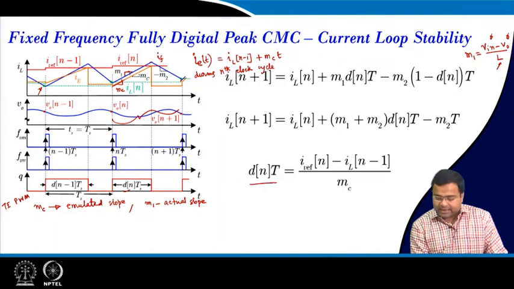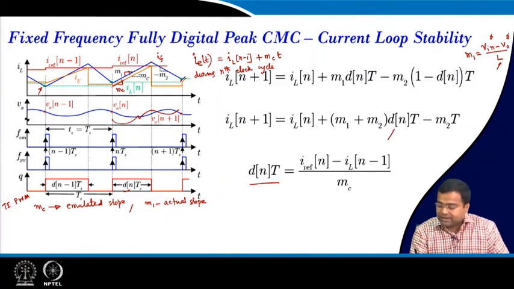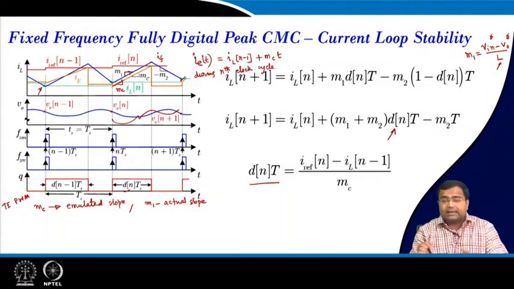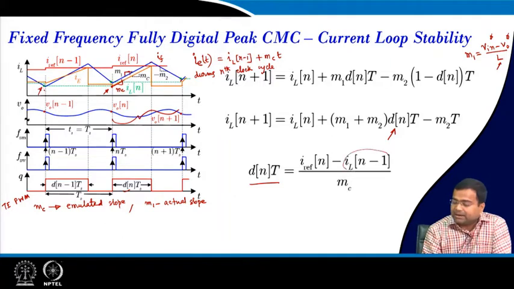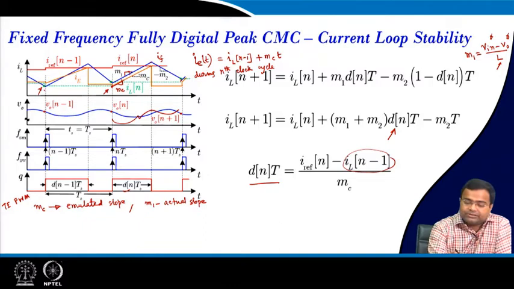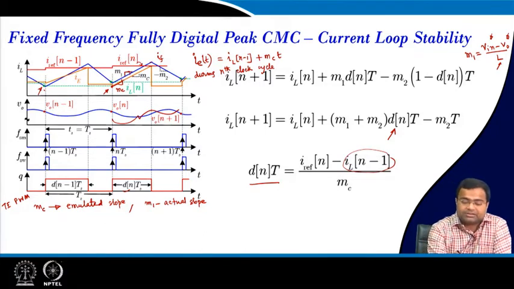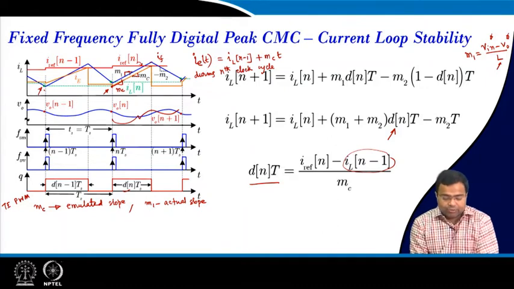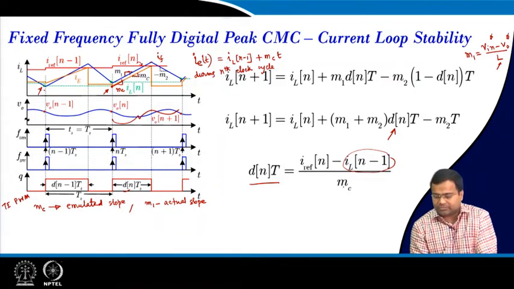Next, the d[n] I have shown you. If it is fully digital, d[n] is not straightforward, because d[n] is the duty ratio expression. How are you getting the duty ratio expression? The starting value of this cycle is coming from the emulated slope, and you can see that for the emulated current, the starting value is the inductor sample value at the previous cycle. So it is (I_ref[n] minus I_L[n-1]) divided by m_c, where m_c is the slope of this emulated current. Since the emulated current starts at I_L[n-1] and ends at I_ref[n], (I_ref[n] minus I_L[n-1]) by m_c is d[n]T.